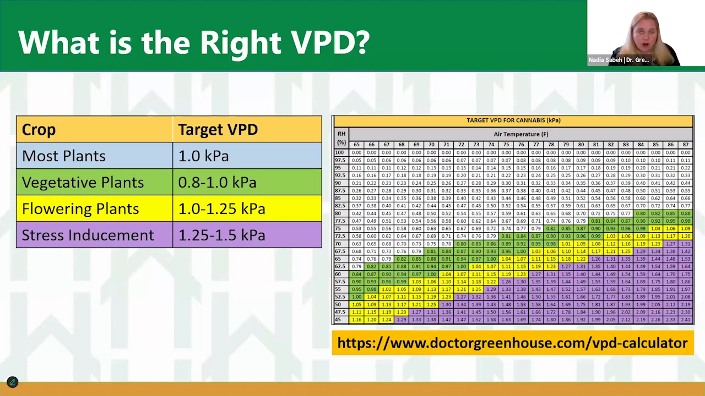Now, if you have a flowering crop like cannabis or tomatoes and peppers, then you want to maybe inch that VPD up to 1 to 1.25 kilopascals to really induce that stress response and that generative growth. Now, if you are a cannabis grower and you really want to stress those girls out, right, in order to get them to pop more trichomes and terpenes and colors, then you might stress it even more to something above 1.25 kilopascals.